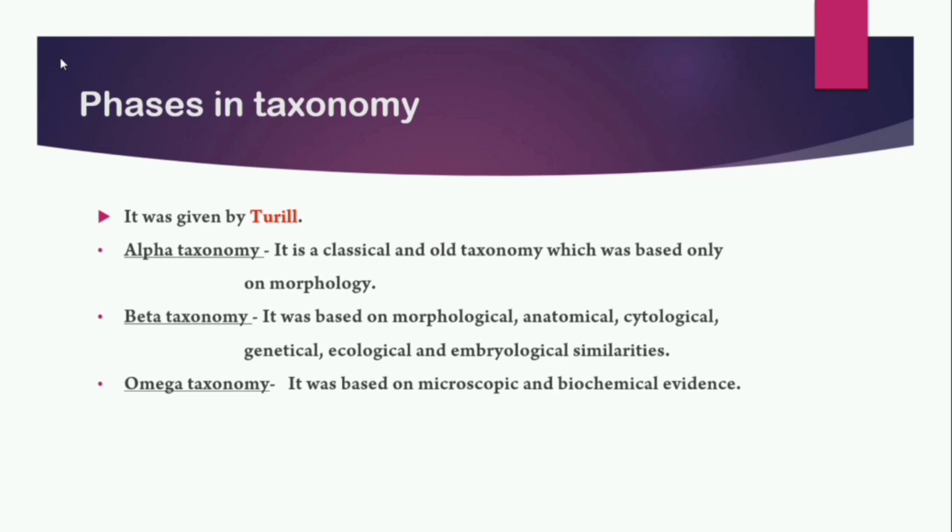So in this phase, the classification was done on the basis of biochemical evidences like DNA sequences, number of chromosomes, and how many amino acids are present in an organism, or how they are formed, how their structure is, how they are arranged in an organism. So on those basis, classification was again started to be done. So these are the phases in taxonomy which was given by Tyrrell. Now move to the next slide.